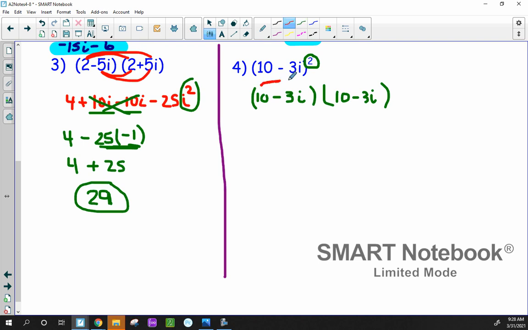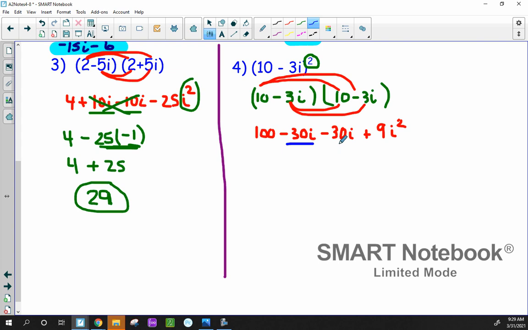It's FOIL. So first, 10 times 10 would be 100. Outside would be 10 times negative 3i, which is negative 30i. Inside would be negative 3i times 10, which is negative 30i. And last would be negative 3i times negative 3i. Well, negative times negative is positive. 3 times 3 is 9. And i times i is i squared. And I see a real number, I see an imaginary number here and here, and then I see i squared, which I need to change.